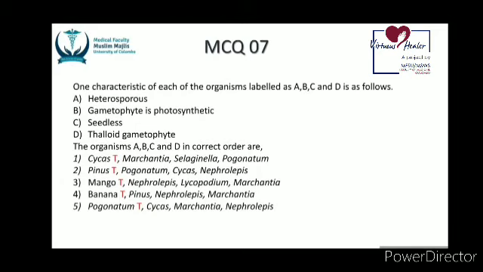Marchantia. Now we know that Marchantia is an example for a liverwort. So they have a photosynthetic gametophyte. So Marchantia is true. Second statement, Pogonatum. Pogonatum is an example for a moss. So it will also have a photosynthetic gametophyte. So that is true. Third statement, Nephrolepis. Nephrolepis is an example for a fern, a seedless plant. And this plant will also have a photosynthetic gametophyte.